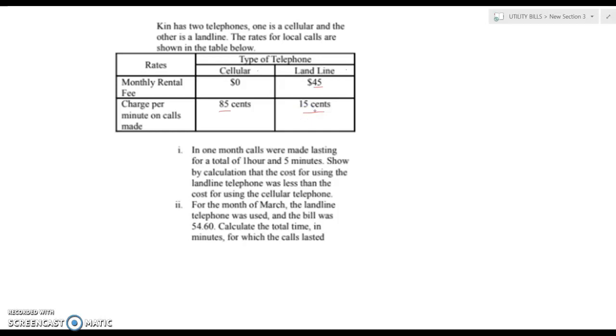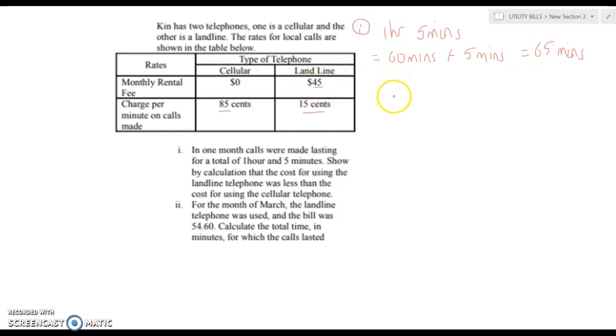In 1 month, calls were made lasting a total of 1 hour and 5 minutes. So first of all, let's just change that 1 hour and 5 minutes to just minutes alone, because remember, our calls are charged per minute, right? So 1 hour is 60 minutes, so that's 60 minutes plus the 5 minutes. So in total, that is really 65 minutes, right? Good. And this is part one we are looking at.